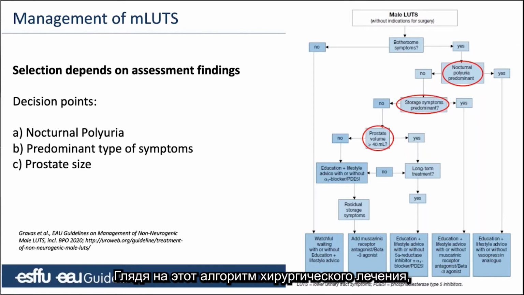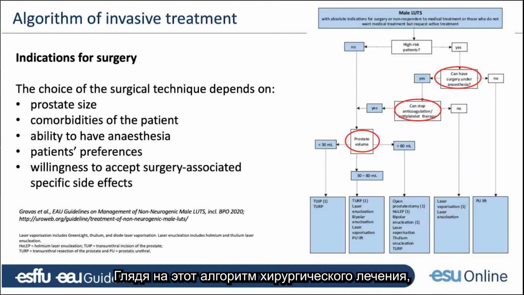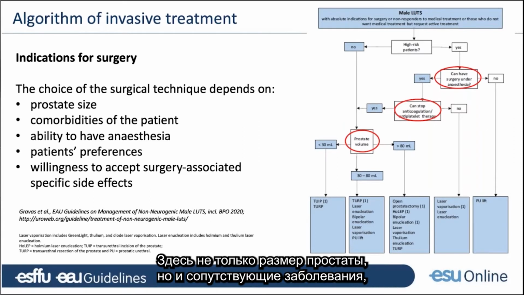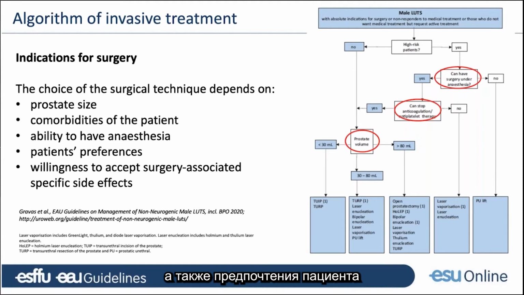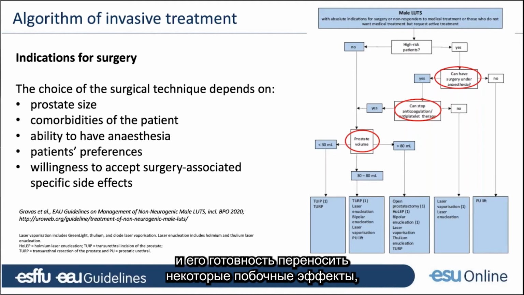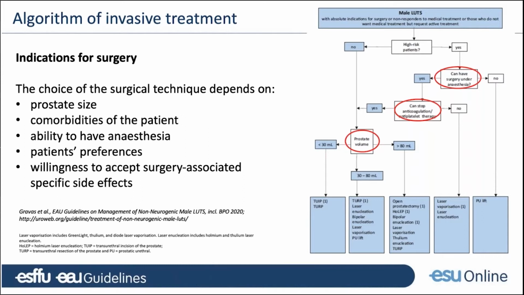If you look at the surgical treatment algorithm, then we have some additional decision points. One is, again, the prostate size, but also the comorbidities of the patients: if the patient can receive anesthesia, if he can stop antithrombotics. But in addition to that, there are the patient's preferences and the willingness of the patient to accept some complications specifically related to the specific treatment we will propose.